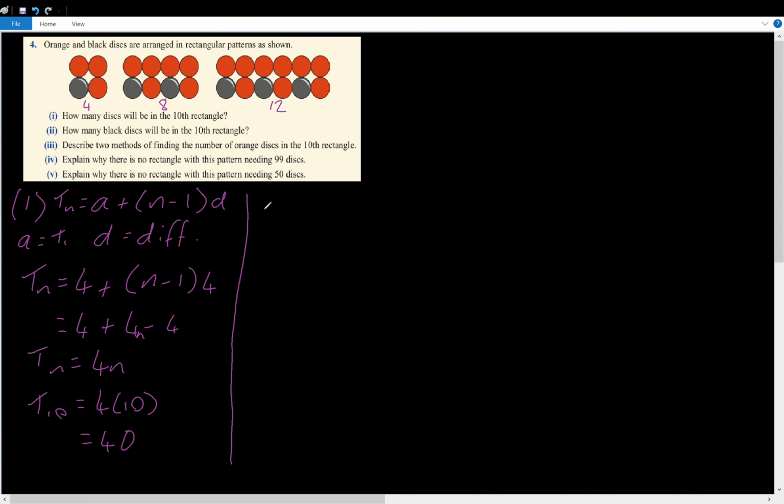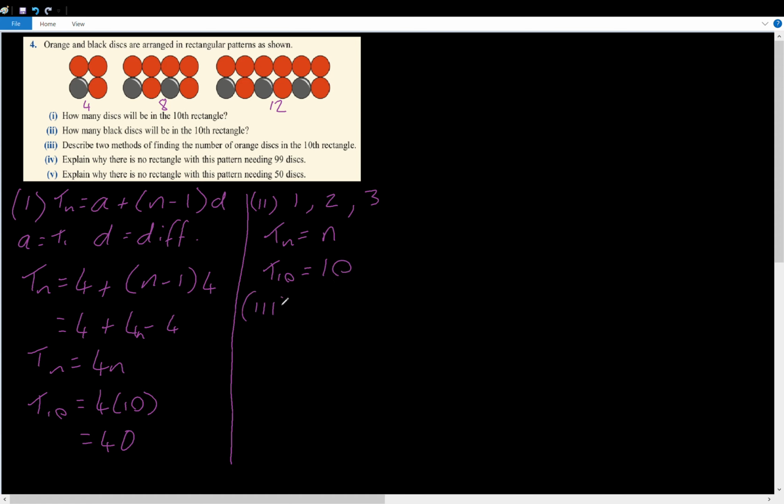Now for part 2, we're asked how many black discs will be in the 10th rectangle. So this time around, we need to look at the progression for the black discs. In pattern number 1, there's 1 black disc. In pattern number 2, there are 2 black discs. In pattern number 3, there are 3 black discs, which would mean that Tn is just going to be equal to n for this one. Pattern number 1 is 1, pattern number 2 is 2, pattern number 3 is 3. So how many black discs will be in the 10th rectangle? That means it's going to be T10, so it's just going to be 10 of them.